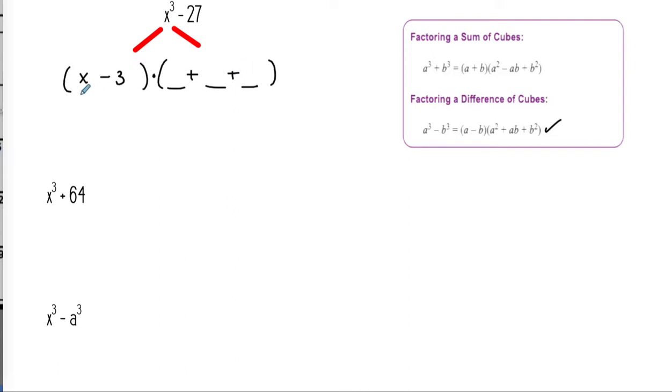Well, x times, this has to be x squared. It's the only way I'm going to get x cubed. And negative 3 times 9 is the only way I'm going to get negative 27. And then my middle number right here, I just multiply those two together. See, it makes a smiley face. And I get 3x, and I'm done. Wham, bam.